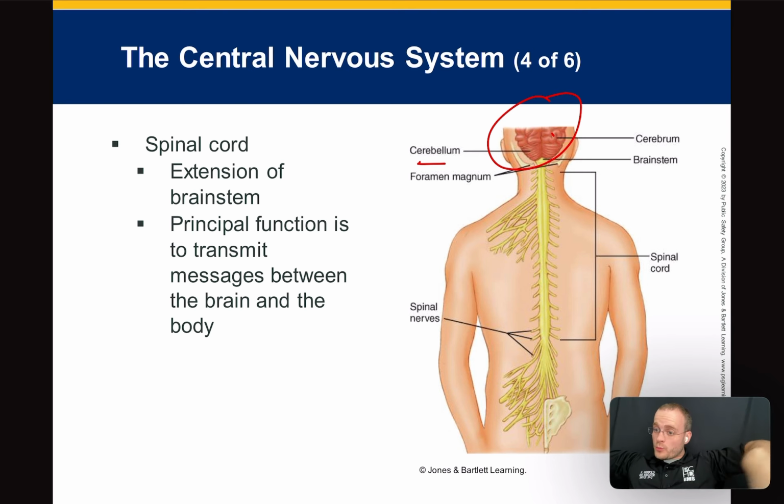Now, the exterior branches, when they come off of the spinal cord, that is now considered the peripheral nervous system, okay? Periphery meaning to the outside. So it's worth knowing that, yes, the brain and the spinal cord are the central nervous system, but as soon as it juts off into the peripheral nerves, that's the peripheral nervous system.